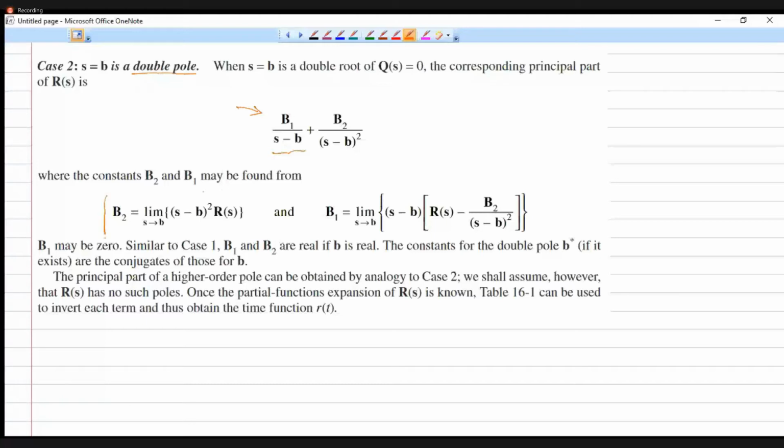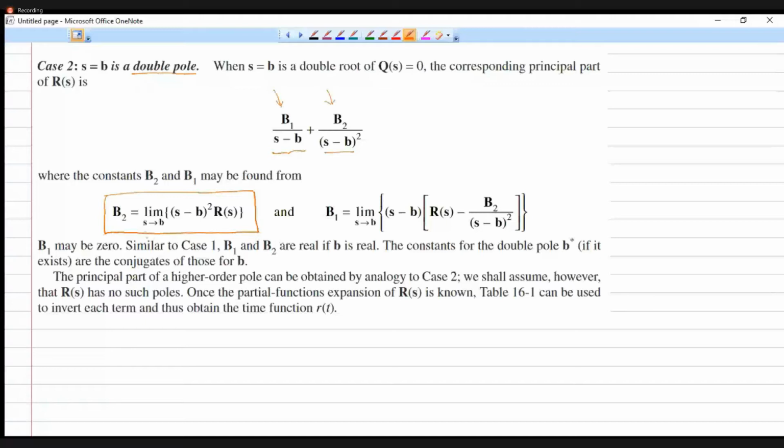So first we have to find out the constant of the principal part which has the higher degree. For example, there are two principal parts. The first principal part is b1 by s minus b. The second principal part is b2 by s minus b the whole square. So the principal part having the higher degree in the denominator is s minus b the whole square. So you have to find out b2 first using this equation.